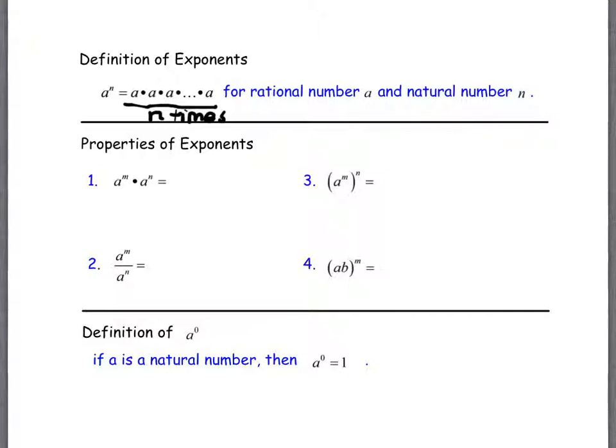So the first one that we talk about here is taking a to the m power times a to the n power. And this is the one we had actually seen just a moment ago. And what we do here is we add exponents. I'm going to talk about why all these work in just a second. But when we multiply the two powers with the same base, we add the exponents.